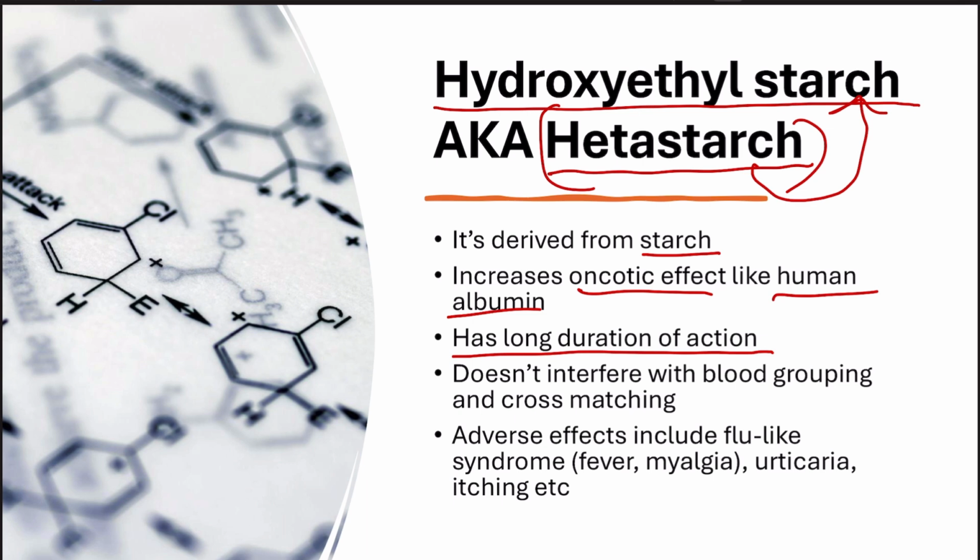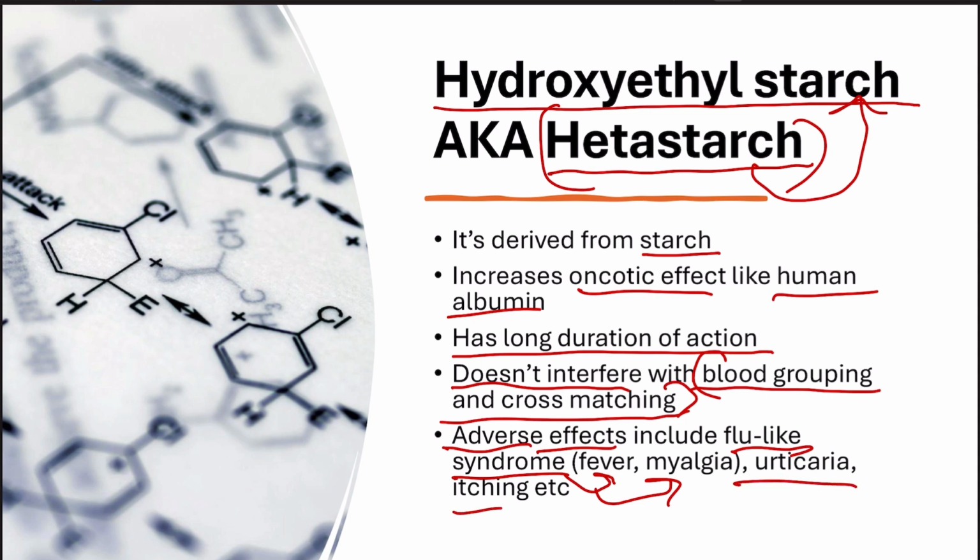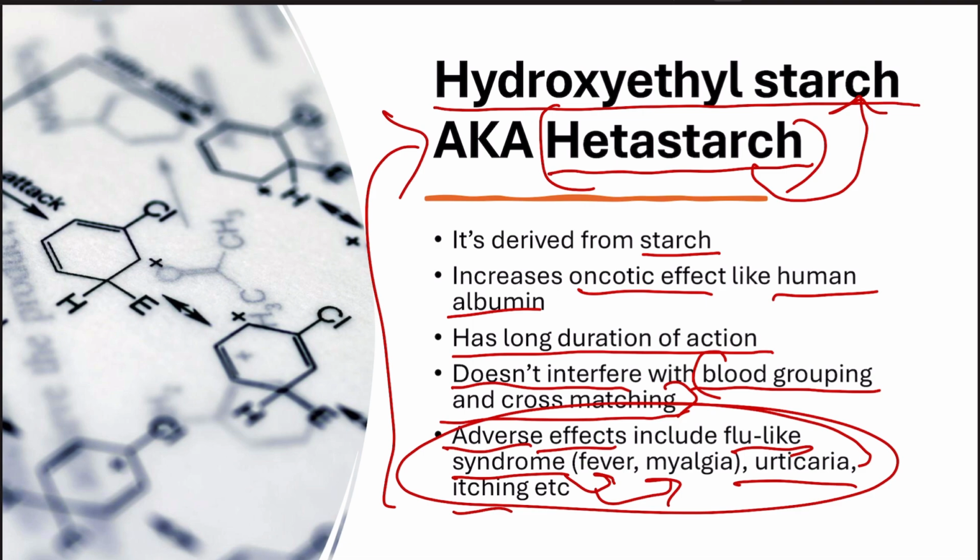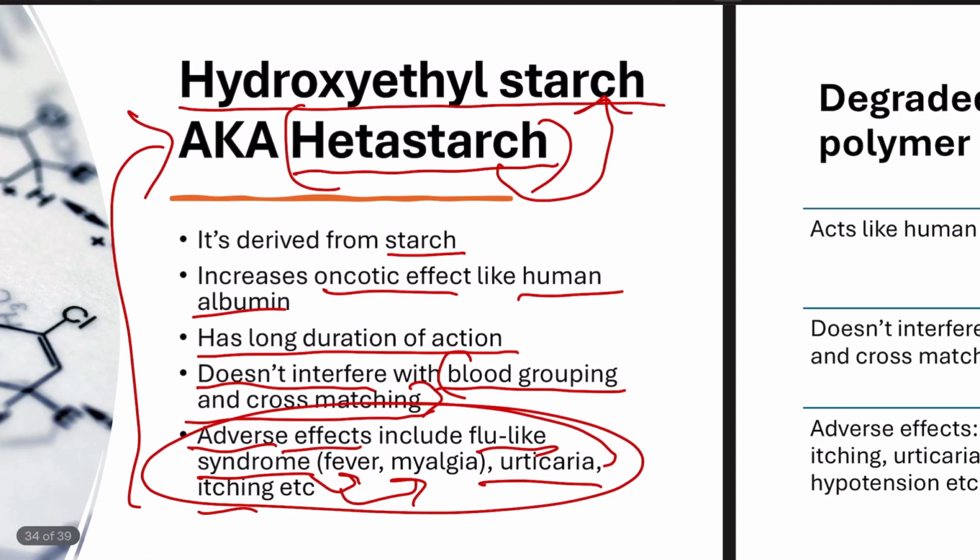Then the advantage is that it doesn't interfere with the blood grouping and cross matching, unlike Dextran, which actually causes rouleau formation leading to interference in the blood grouping and cross matching. Then the adverse effects which we can see with hydroxyethyl starch include flu-like syndrome, which is characterized by fever and myalgia, then urticaria, that is itching basically. So these are the side effects which are seen in the case of Hitastarch.